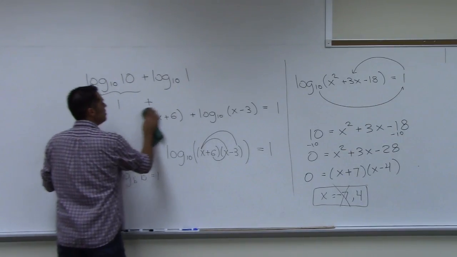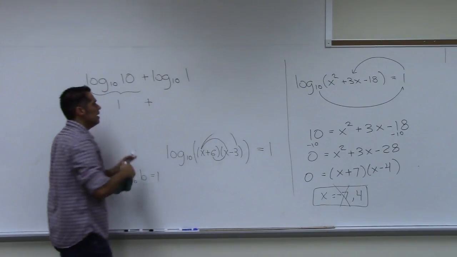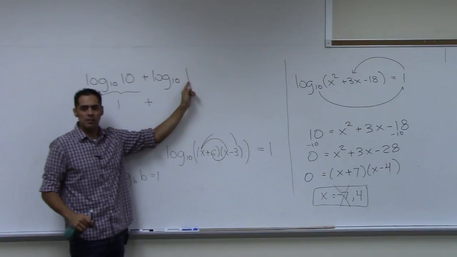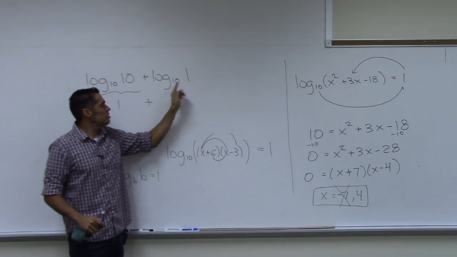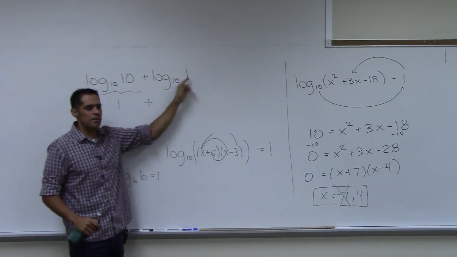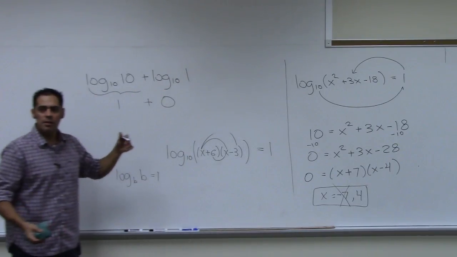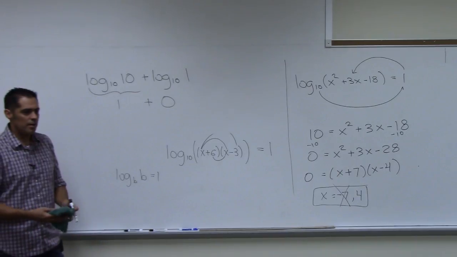Plus, now what's the log of, it doesn't matter what the base is. If you put 1 into a log, what's the answer? 0. Because you're saying 10 to what power is 1? 10 to the 0 is 1. So this is 0, and 1 plus 0 is 1. So it checks, right? That's what we were trying to get.